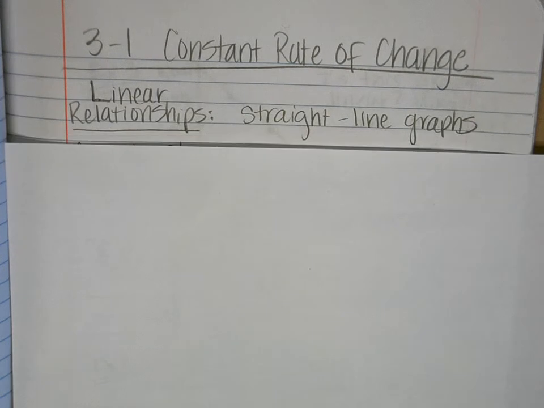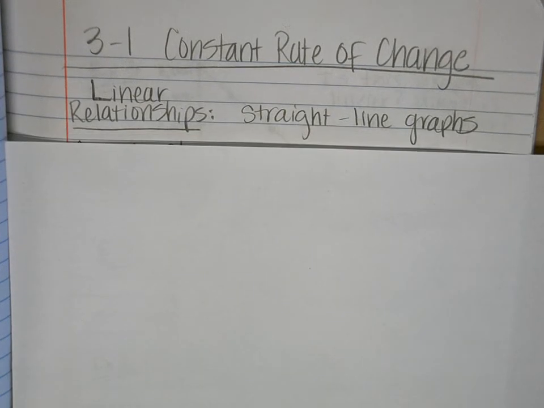So we have this linear relationship. And in your book, it has a real long definition, but this is really all it is. It just means that you're going to have a straight line on a graph. So a straight line graph means linear, like think line, linear, right?